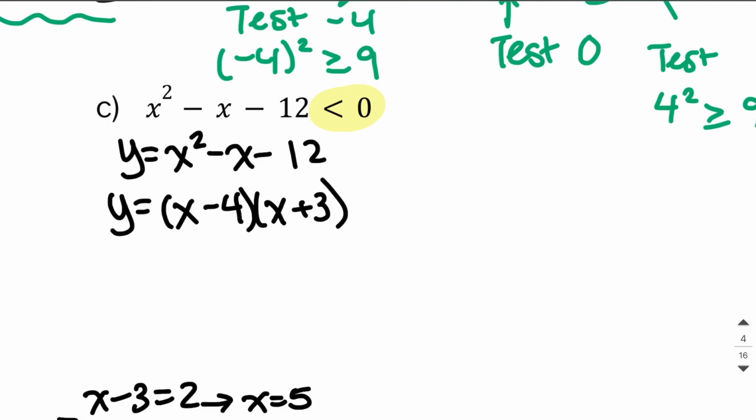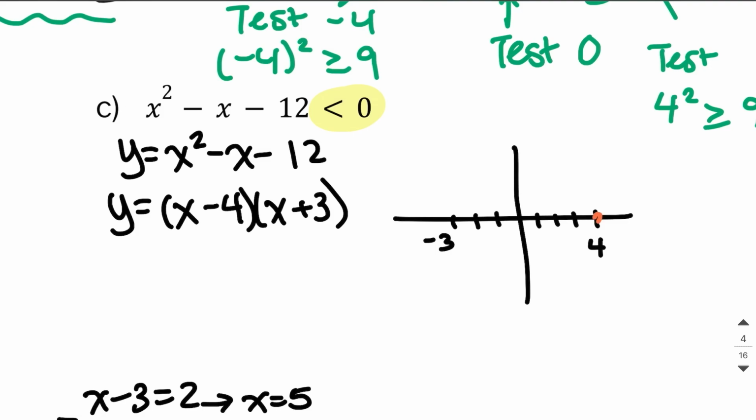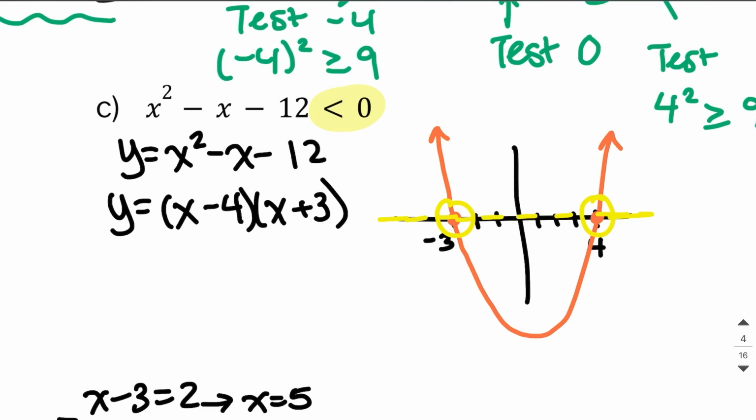So if I were to draw a sketch of this graph right here, I know that I have a root at +4 and a root at -3. I also know that this parabola opens up, so I know this is the general shape of my graph right here. It's going to look something like this. And then I'm looking for where it's less than 0. So I want to know, well, where is it underneath this line right here? And if you look right here, from -3 to 4 is where it is less than 0.